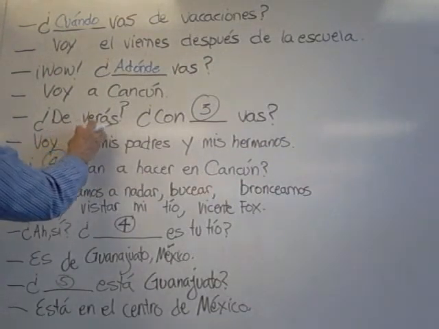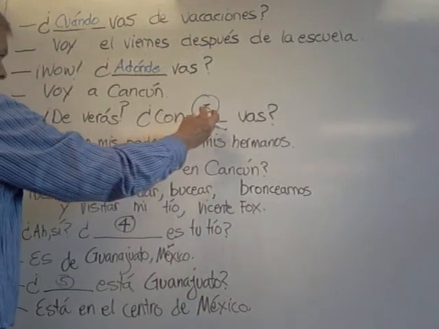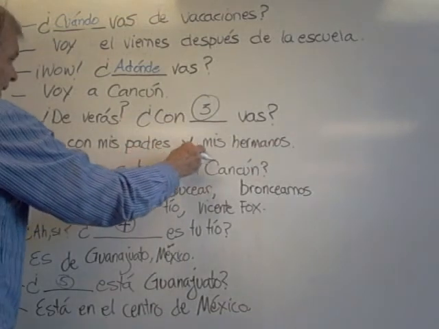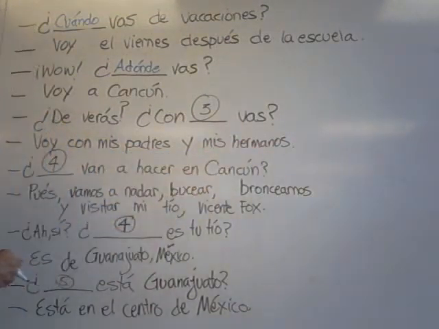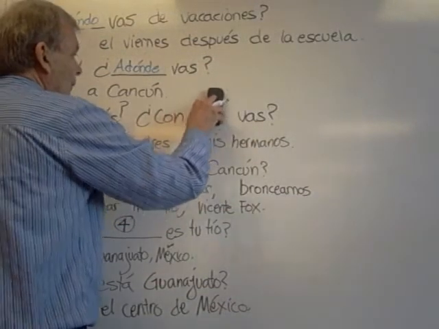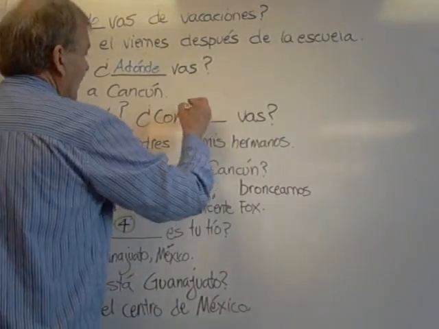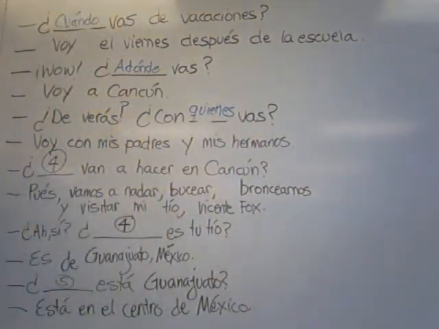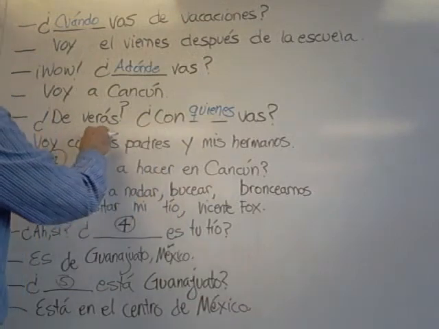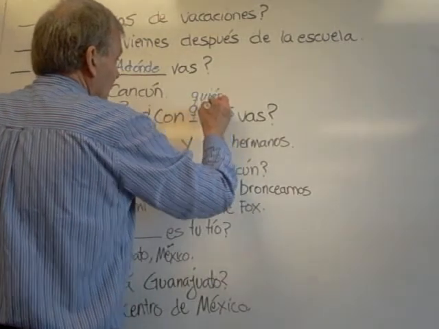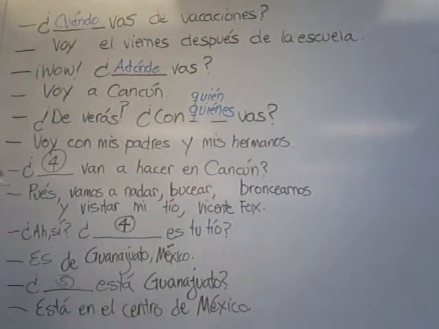He says, de veras, oh really? Con, vas. Voy con mis padres, oh with my parents, y mis hermanos with my brothers. Oh, okay, con, he's asking, with whom are you going? And he had con quién, or you could have con quiénes vas. You could also have con quién there because this guy doesn't know how many people are going. So he could have asked con quién vas. And of course they both have accents. He says, I'm going with mis padres and mis hermanos.